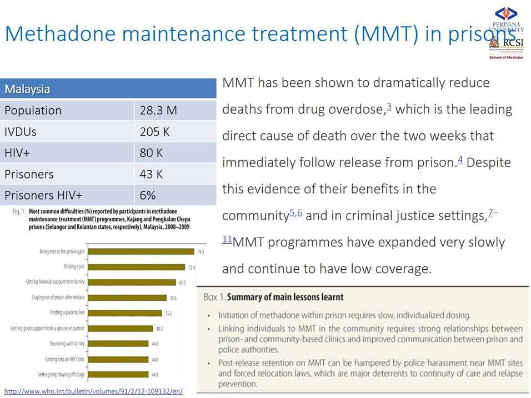So setting up methadone maintenance programs within prisons is possible, but it requires slow, individualized dosing. You need to develop strong relationships between prison staff and community-based clinics to ensure that on release from prison, there are no fatalities and no high-risk periods. And also improve communication between the prison authorities and the police authorities. Post-release retention on a methadone maintenance program can be hampered by police harassment near methadone maintenance therapy sites, and forced relocation laws, which are major deterrents to continuity of care and relapse prevention.